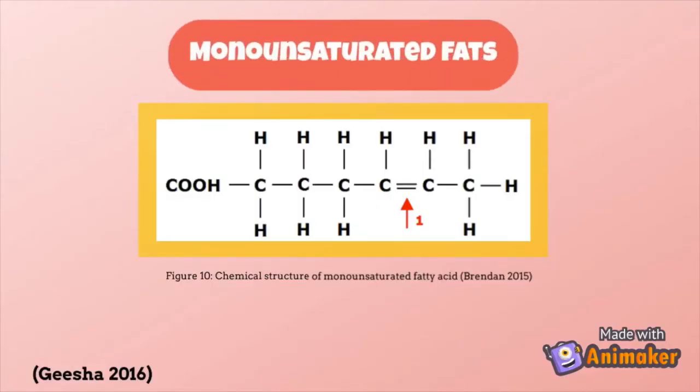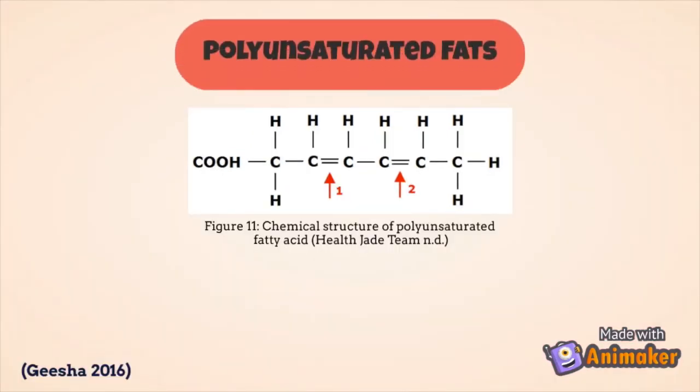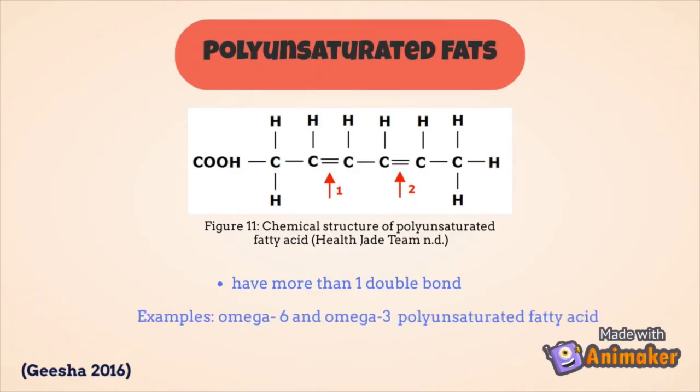Monounsaturated fat has one double bond between carbon atoms. Examples of monounsaturated fat include oleic acid. Polyunsaturated fat has more than one double bond between carbon atoms. Examples of polyunsaturated fat include omega-6 and omega-3 polyunsaturated fatty acids.